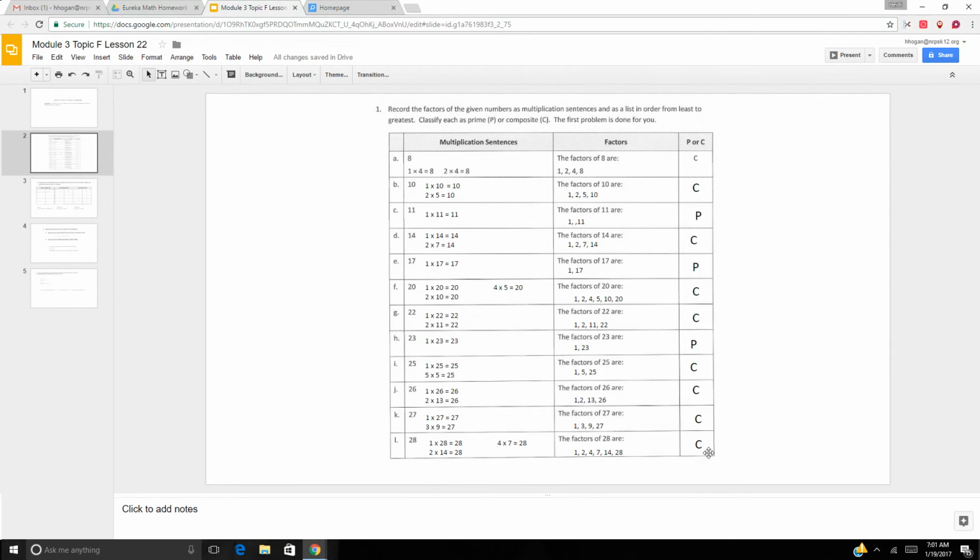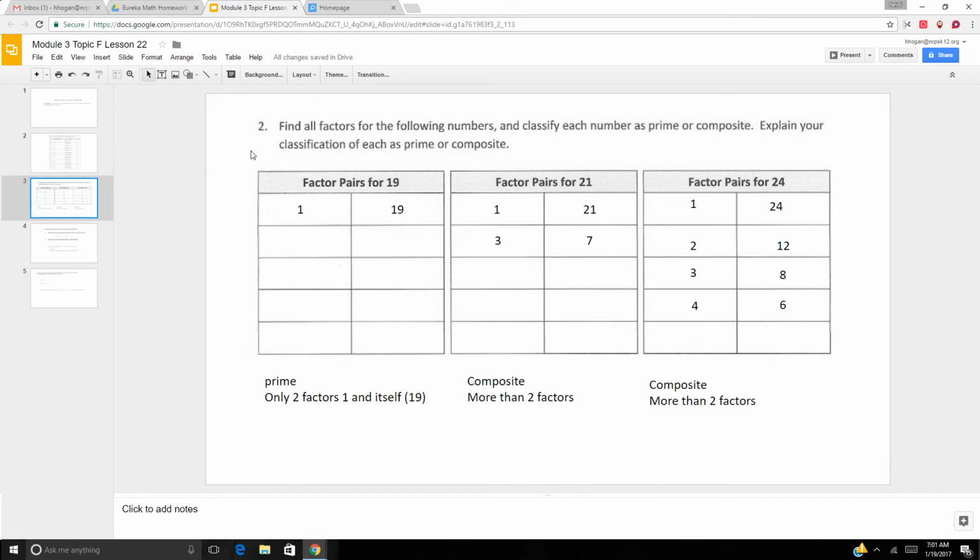And that's composite. It's tempting to just do 1, 28, 2, 14, 4, 7. But you're supposed to list them from the smallest number to the greatest number, the least to the greatest. Good job.